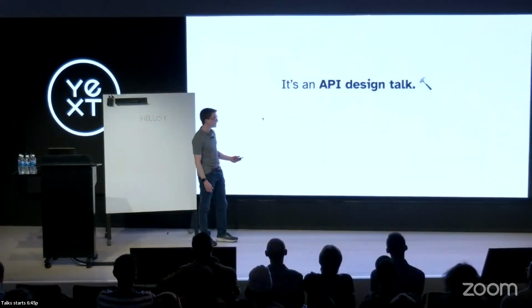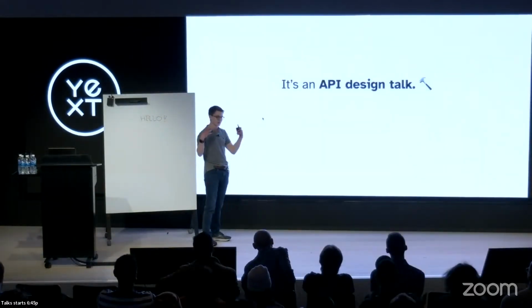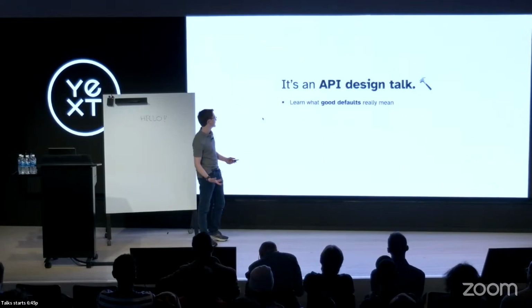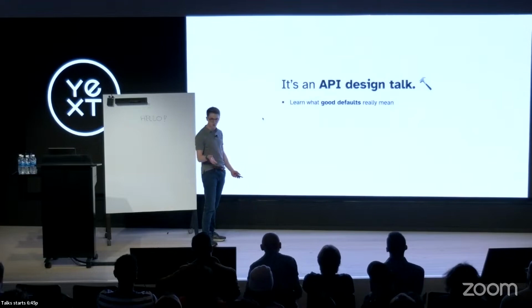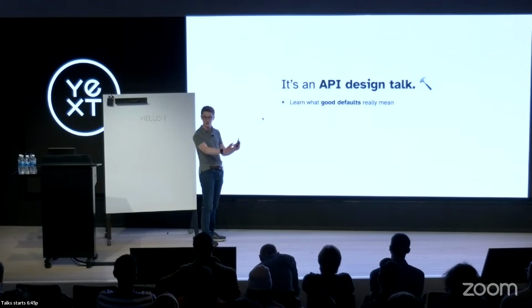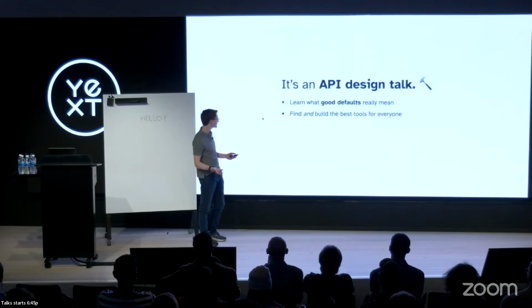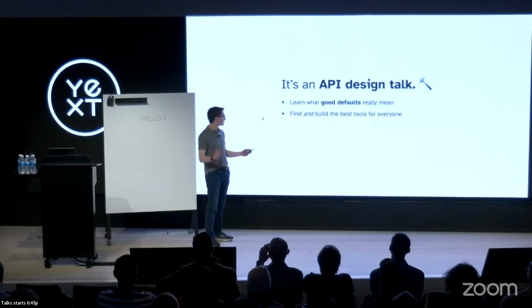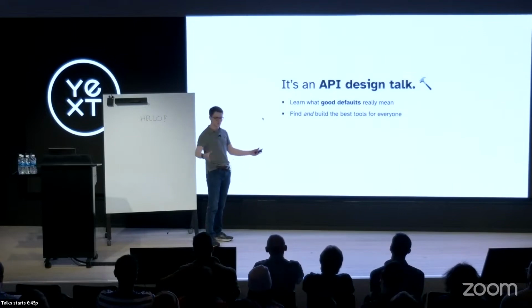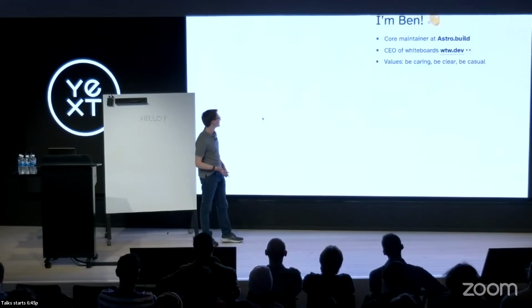We're here to talk about API design, so the way that you structure your code and you author it for other people to use. And we're going to try to learn what good defaults really mean when you're trying to build something, when you want to start small and configure your way up into something more complex. And also finding and building the best tools, frameworks, et cetera, for everyone: you, your team, anyone that you're working with. So hoping you can walk away with some tools to author better code and also find frameworks that match what you're trying to do a little bit better.